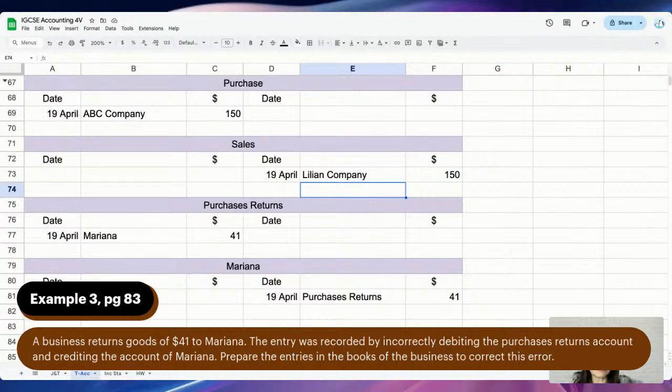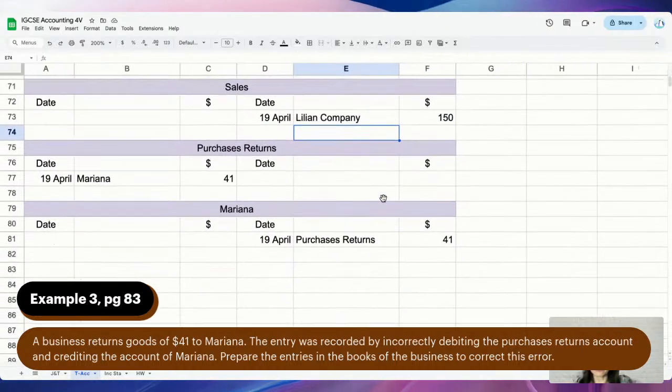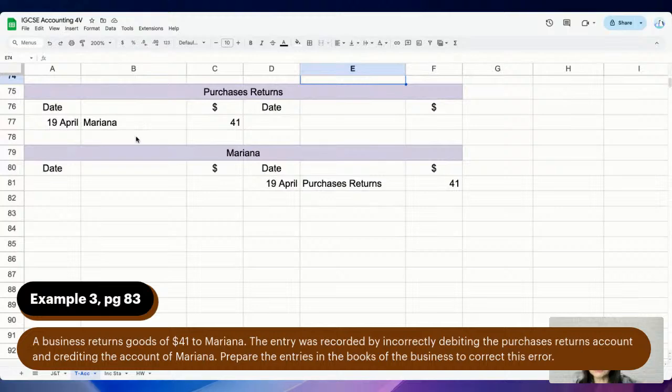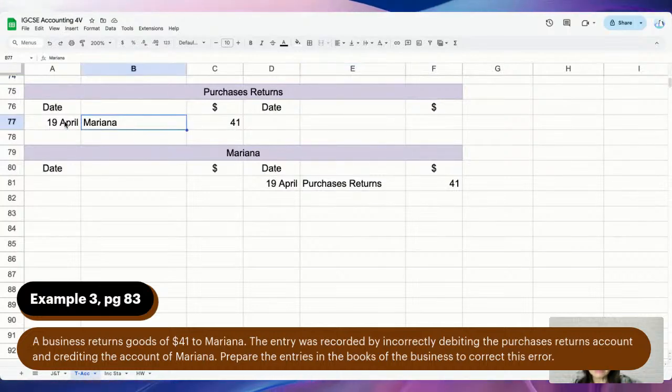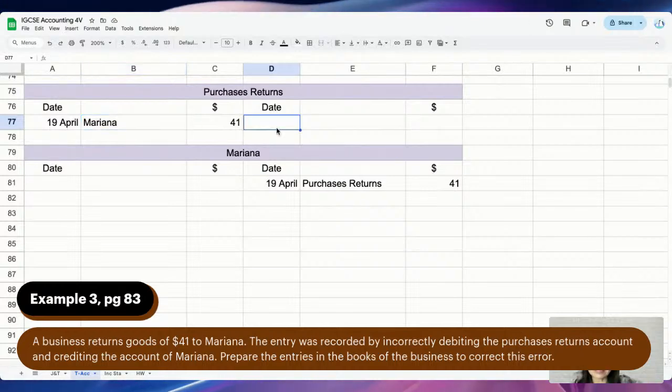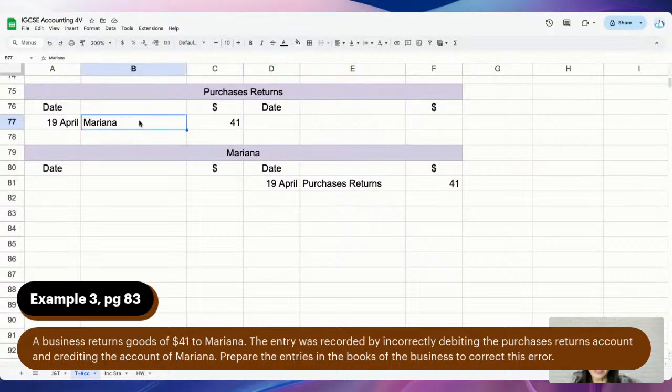So let's have a look at this case. I move up here. This is what happened when the error occurred, when the person made the entry on the 19th of April. Purchase return by right should go on this side, but we went by the debit side.